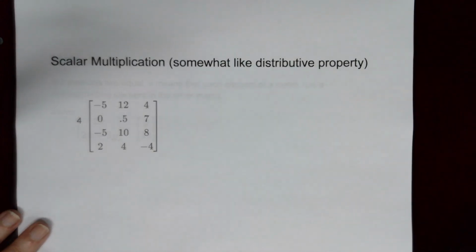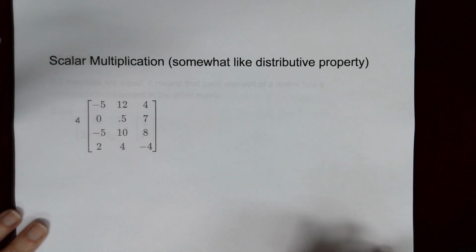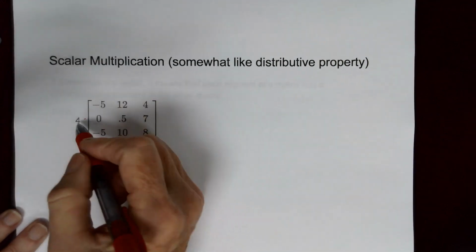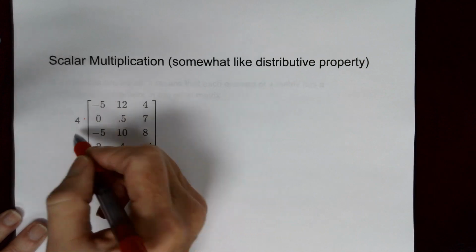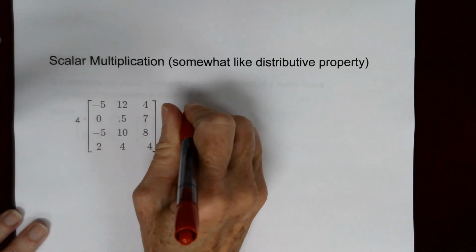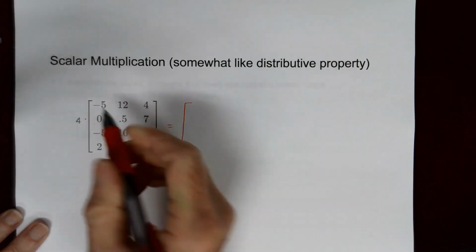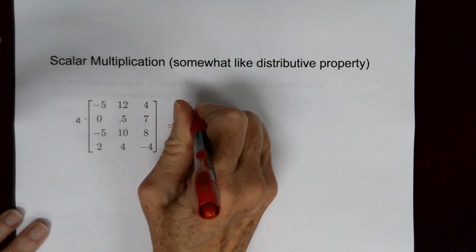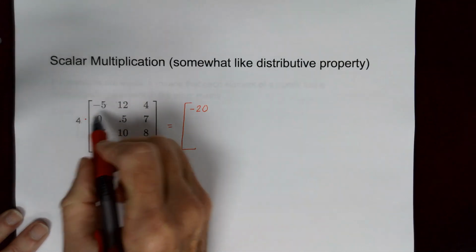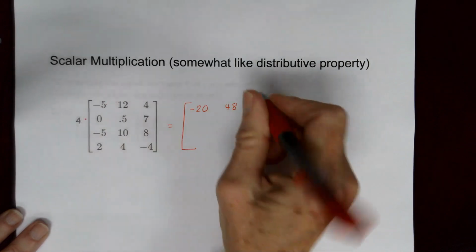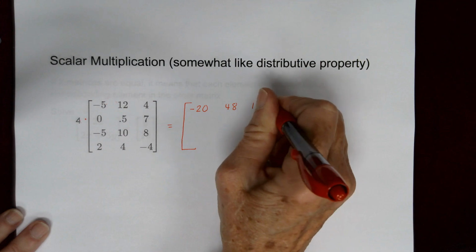So the first type of math we're going to learn to do on this is scalar multiplication, and it's very much like distributive property. So I've got this 4 out here on the outside, and I am literally going to multiply the 4 by everything that's in here, and then I will put it in the location of the number that I multiplied it by. So 4 times negative 5 is negative 20. 4 times 12 is 48. 4 times 4 is 16.